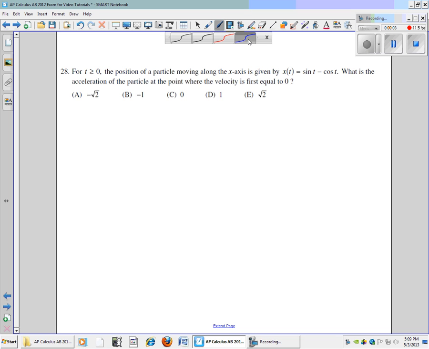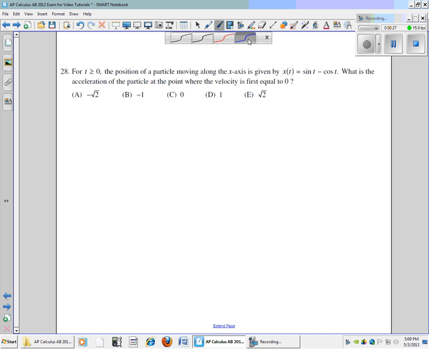This is problem number 28 of the 2012 AP Calculus exam. For t greater than or equal to 0, the position of a particle moving along the x-axis is given by x of t is equal to the sine of t minus the cosine of t. What is the acceleration of the particle at the point where the velocity is first equal to 0?